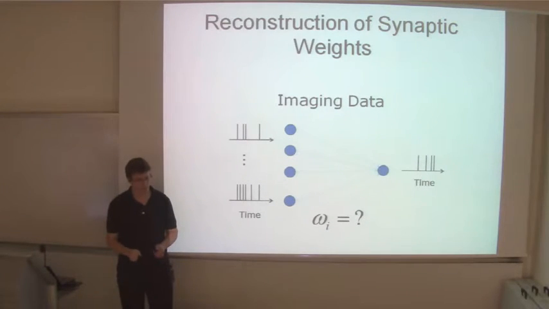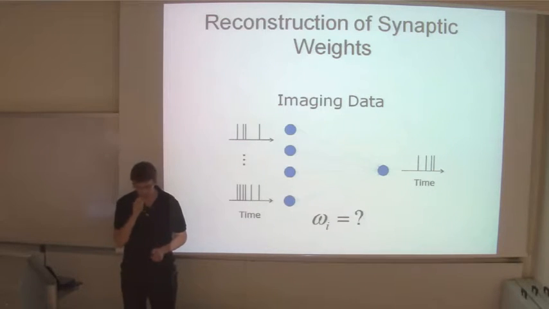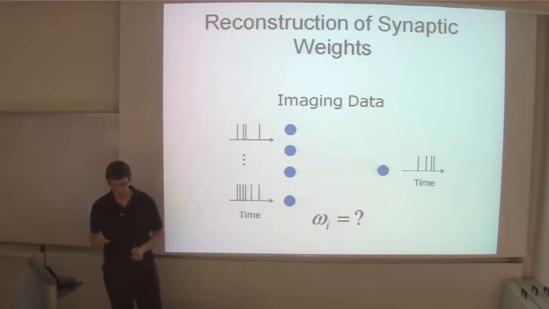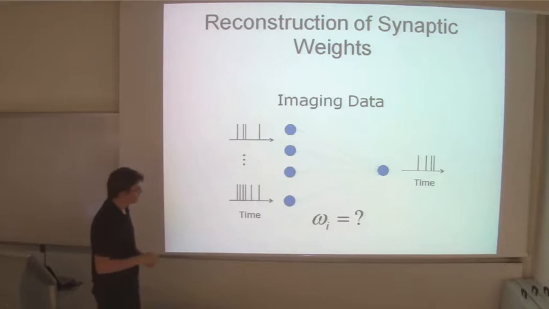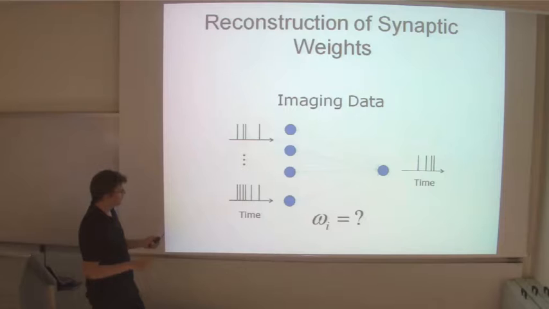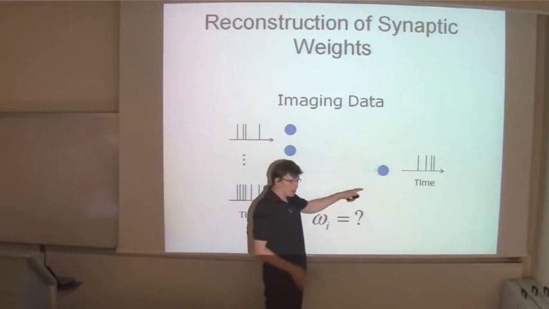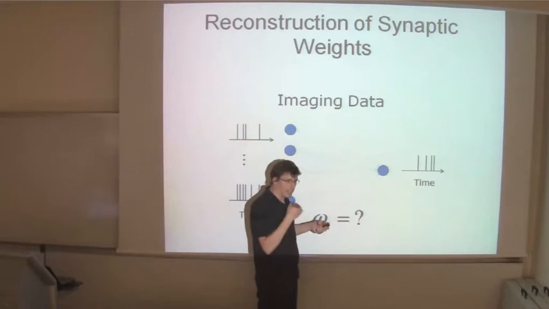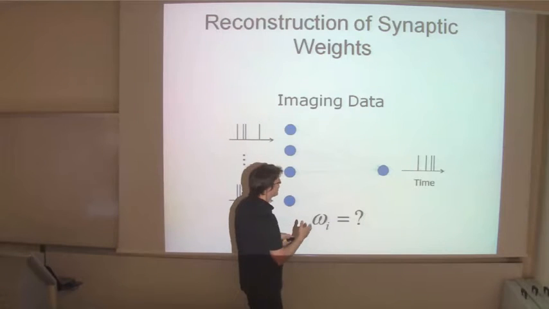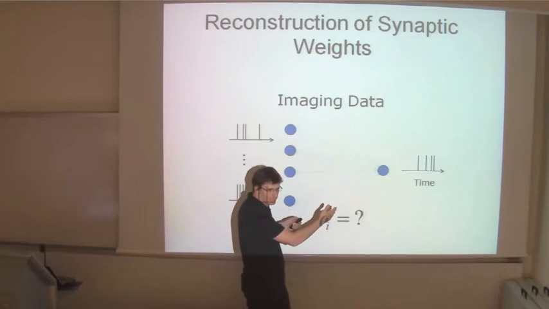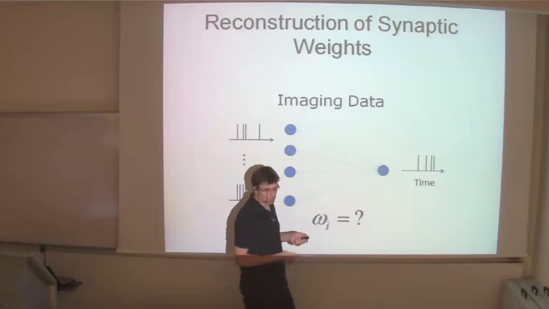Are you showing uniqueness of your solution? Well, it depends. If we're talking about a leaky integrate-and-fire neuron, so let's say the brain has leaky integrate-and-fire neurons, then if you have enough data, there is only one solution.